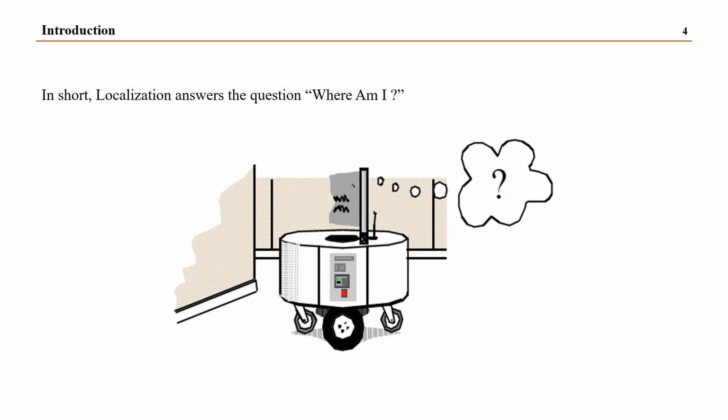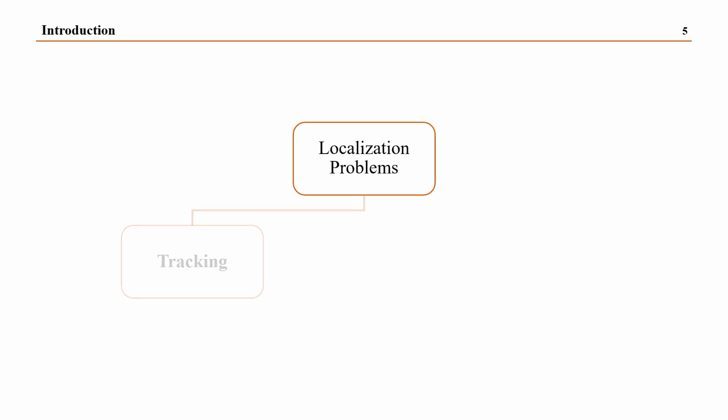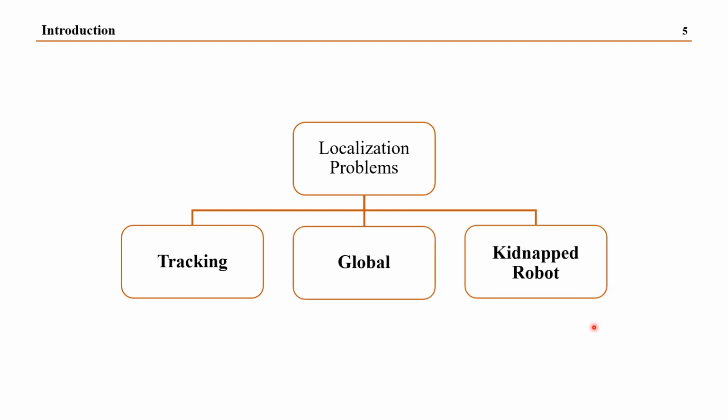Now, this is actually a simple case of the more general SLAM problem, which is simultaneous localization and mapping, where the robot does not know the map and it does not know where it is and has to do both at the same time. Now, basically, localization problems are categorized into three different problems. The first one is called tracking, the global localization problem, and the kidnapped robot problem.